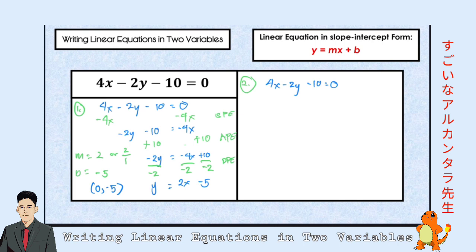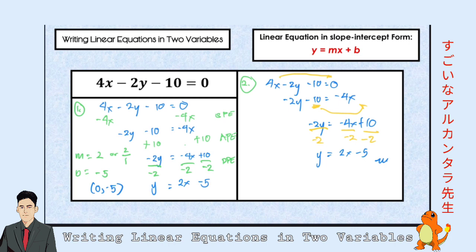Similarly, if you wish to do transposition, we do the same process. Transpose 4x to the other side. You'll get negative 2y minus 10 is equal to negative 4x. Next, you can also transpose the negative 10 to the other side. You'll get negative 2y is equal to negative 4x plus 10. And then we divide the entire thing by negative 2 because we would like to isolate the variable. So you get y is equal to 2x minus 5. Same answer, different solutions.